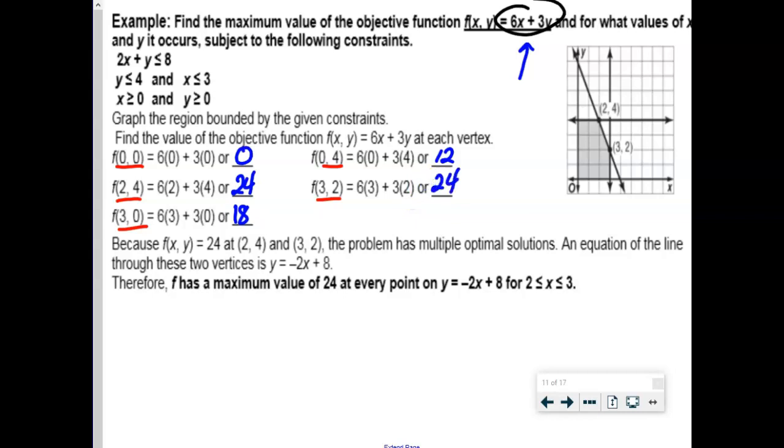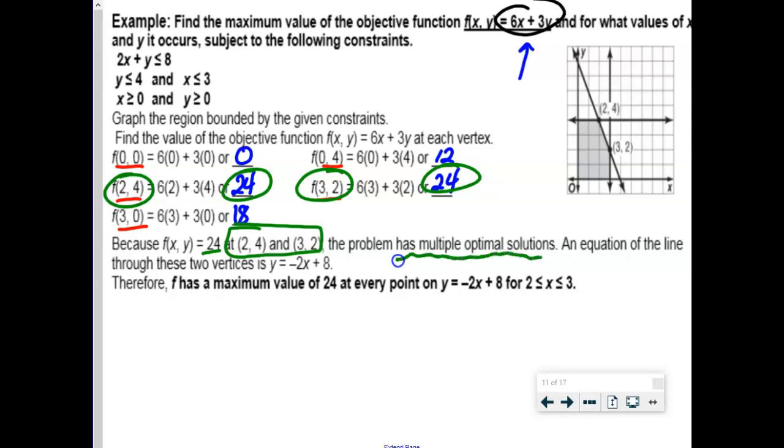So here's an example. They just want a maximum on this one. So if they want me to find the maximum, well, the maximum value comes out to 24, but it occurs at 2 different points of intersection. So the maximum occurs at (2, 4) or (3, 2). So this problem has multiple optimal solutions. If you ever in your life remember that phrase, multiple optimal solutions, I give you a high five. Okay, that's the fancy way of saying it.